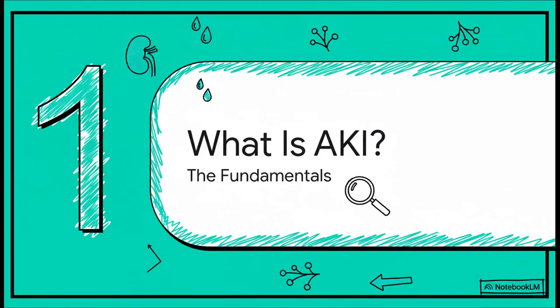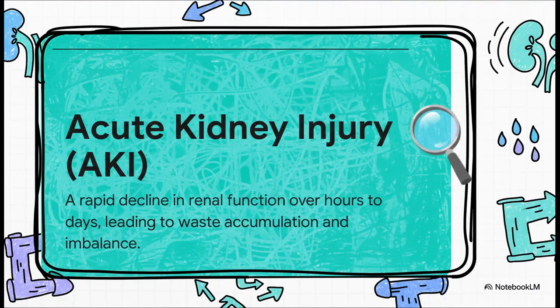All right, Section 1. What is acute kidney injury? Let's make sure we've got the fundamentals locked in. Okay, so at its core, AKI is just a rapid drop in kidney function. We're talking hours to days. And when that happens, waste products like urea and creatinine start to build up, and the body's whole balance of fluids and electrolytes gets thrown way out of whack.